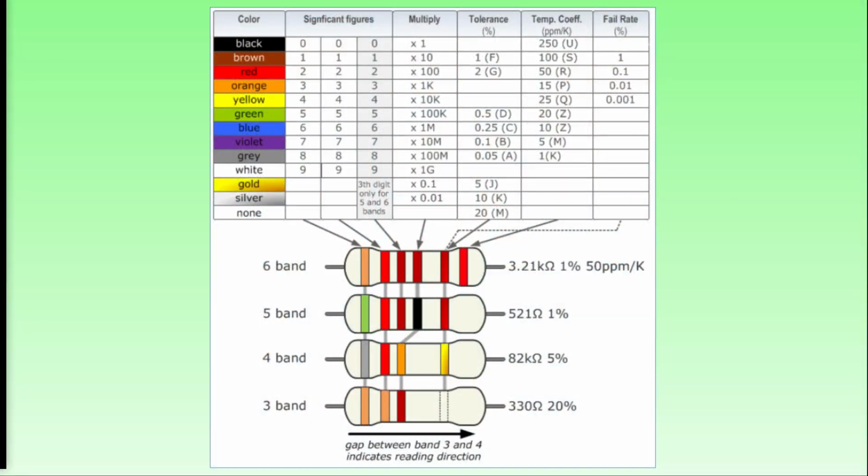When using colors instead, we can have from a minimum of 3 bands to a maximum of 6. Here is the decoding chart that interprets the resistance value, the tolerance, and eventually other information. You can find a similar chart with a simple Google search.